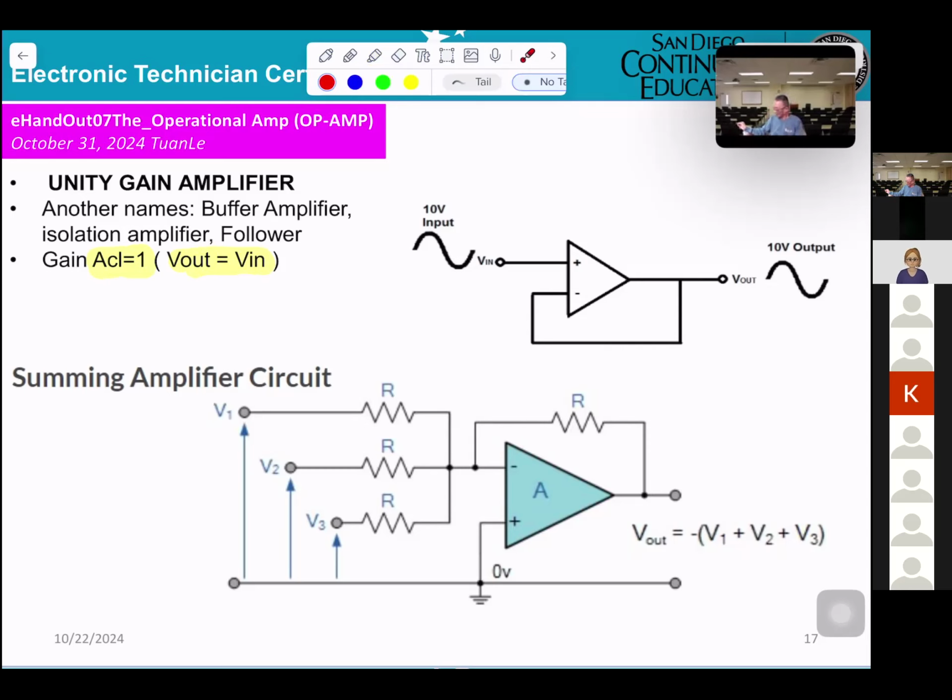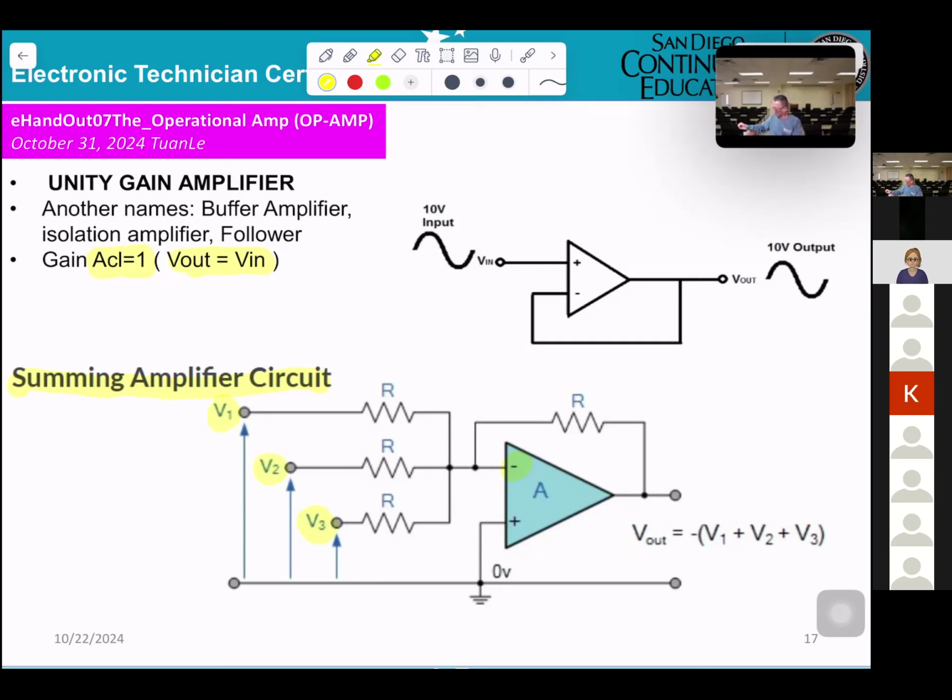Okay? The next one, summing amplifier. This is like inverting. You see that? You get a negative right here. However, the input is not only 1, they get more inputs, V1, V2, and V3, and maybe more, doesn't matter.